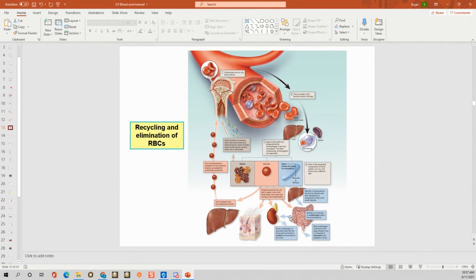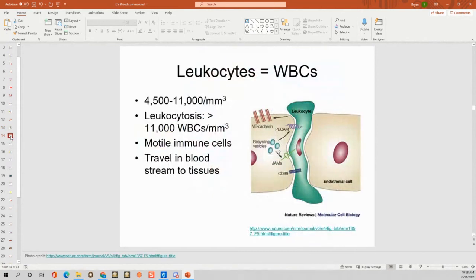Now, I won't test you on the entire flowchart, I promise, but I will potentially test you on bilirubin buildup, and make sure you understand that if more red blood cells are getting broken down, that's going to result in more bilirubin. That's the end of the erythrocyte section.